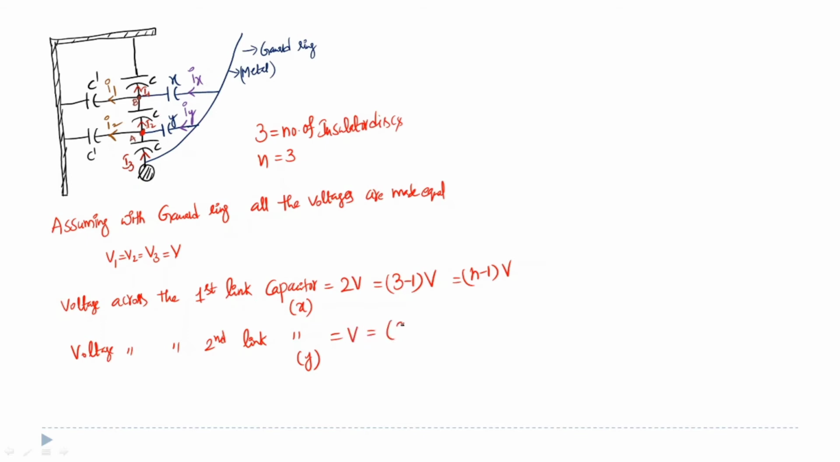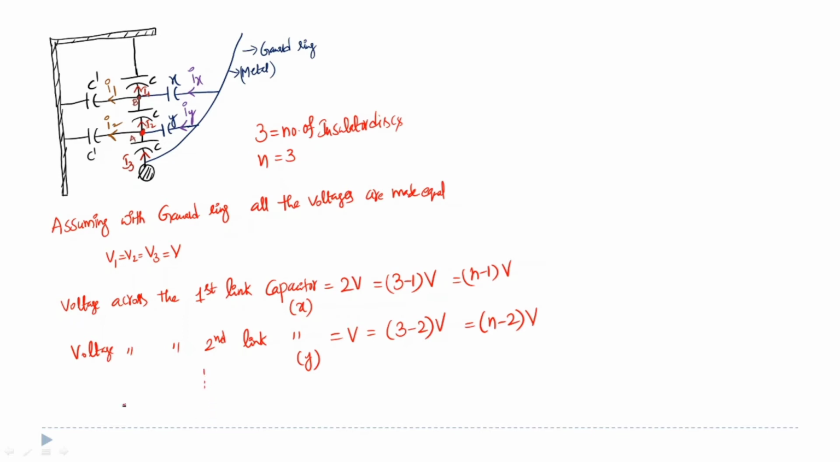I can write this V as 3 minus 2 into V. Now in place of 3 minus 2, I can write N minus 2 times V. What is V? V is the equal voltage across each and every disc.